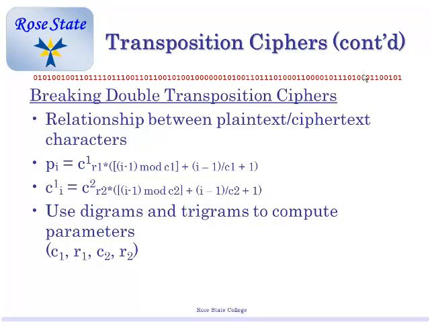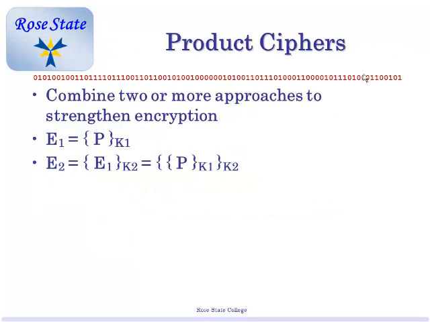And here's the math behind it. You don't have to do that. I'm not going to require you to know this for the test. I'm not going to require you to have to do it on the test at all. Just know there are ways of doing it. How about if we combine two or more approaches? So we take our plain text, encrypt it with a key. Then take that ciphertext and encrypt it with a different key.